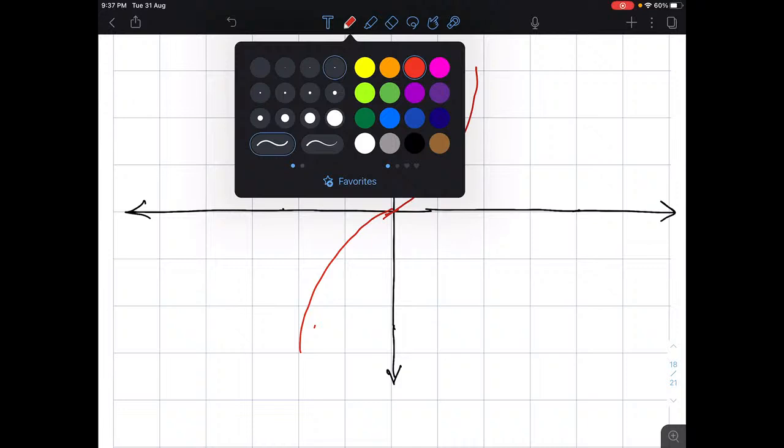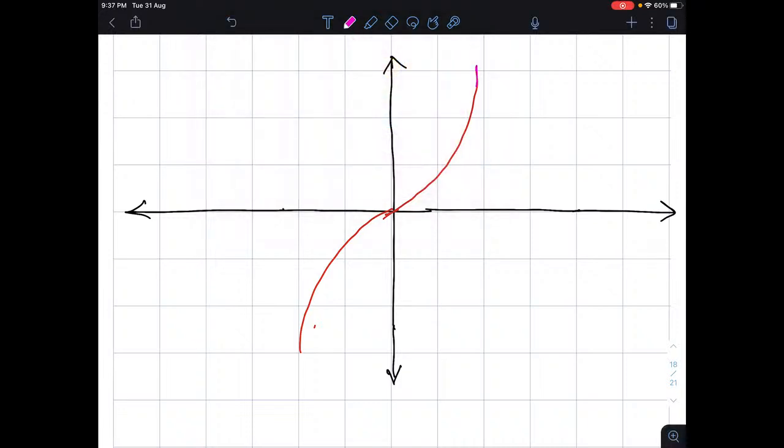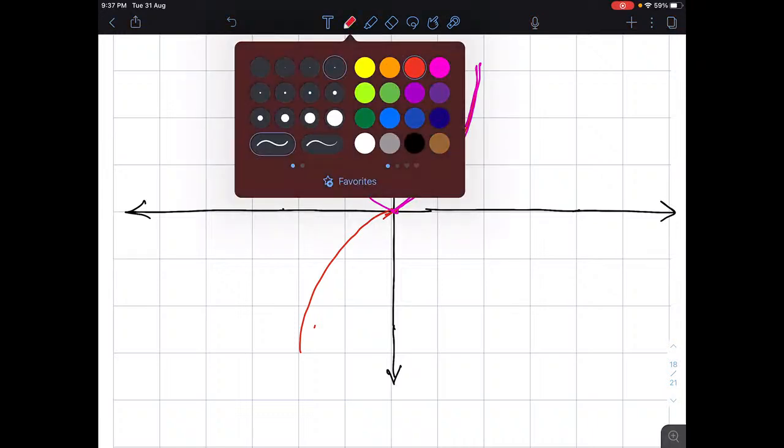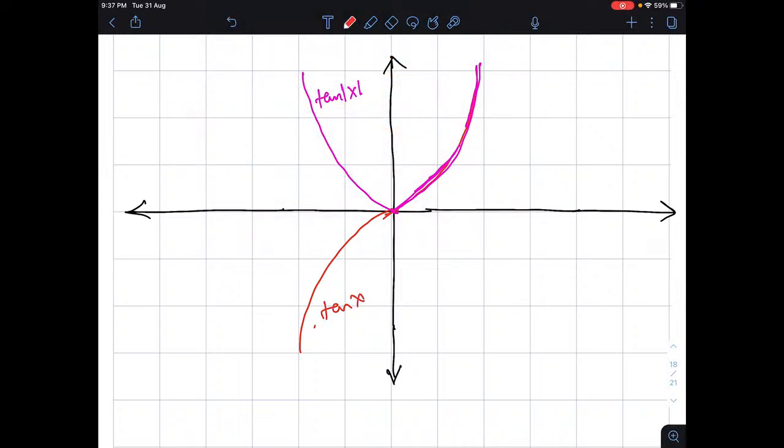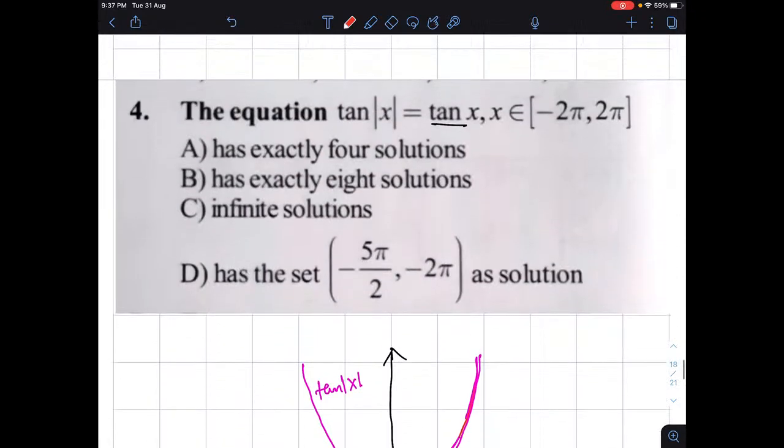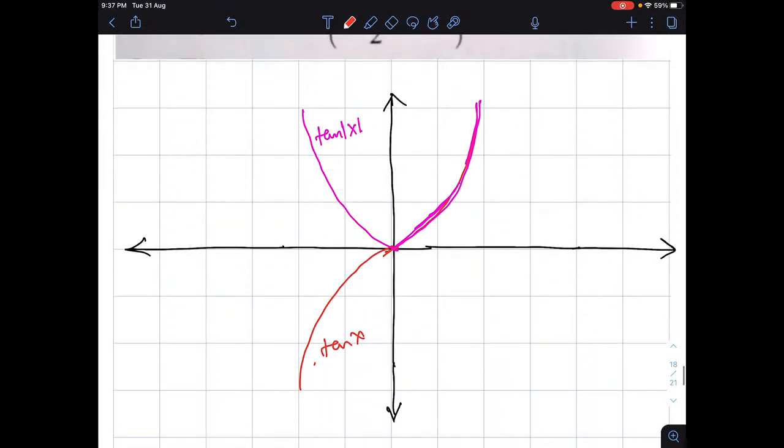And tan of mod x, let's change the color. The positive part will be drawn as it is over here, so definitely it will have infinite solutions. Till here only we got many solutions. And since we are making negative as positive, whatever was going down will come up. That means this is the graph of tan of mod x, and the below curve is the graph of tan of x over here. And if tan of mod x is equal to tan x for minus 2 pi to 2 pi, this is the line pi by 2 we are knowing, and this is the line minus pi by 2 we are knowing.